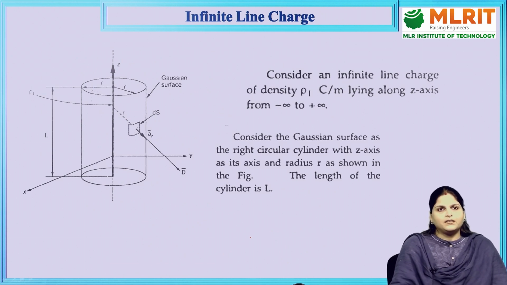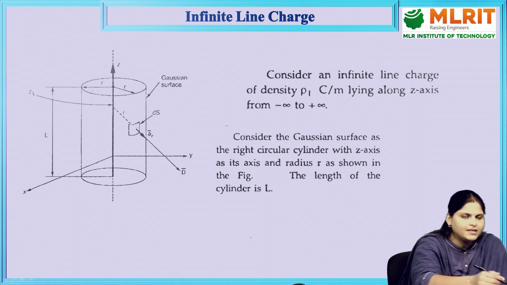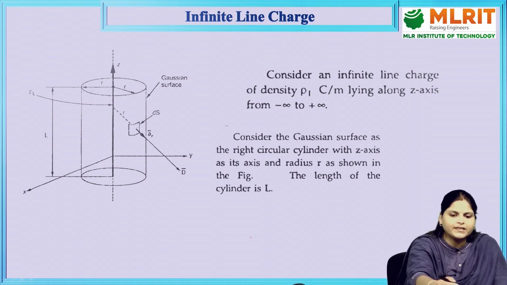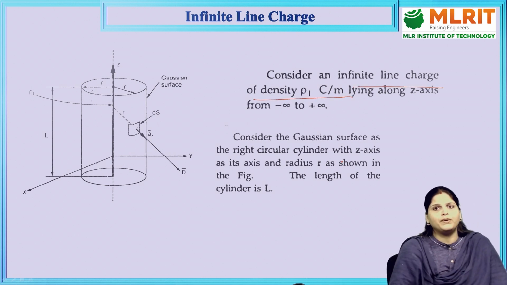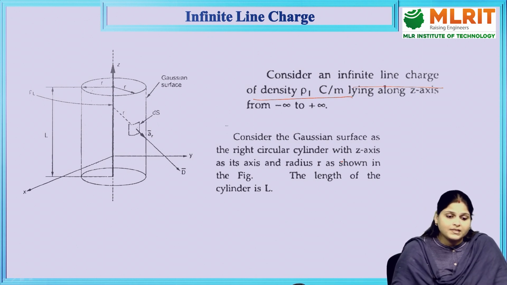We can find field intensity due to an infinite length line charge by using Gauss law. Here also we have to consider one Gaussian surface. And whenever we have to use line charge, we consider the cylindrical system, right? So we are considering an infinite length line charge of line charge density rho L coulomb per meter, and it is lying on the z axis.